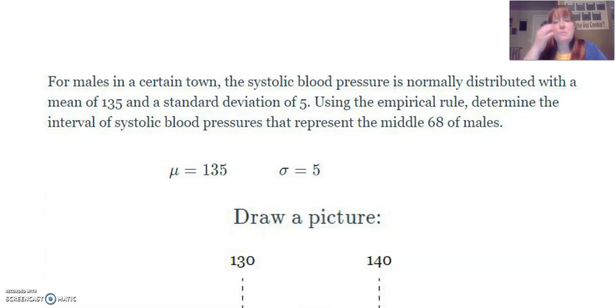So we're going to use the empirical rule to figure out how many people are in between or in the middle 68% of males in this town.